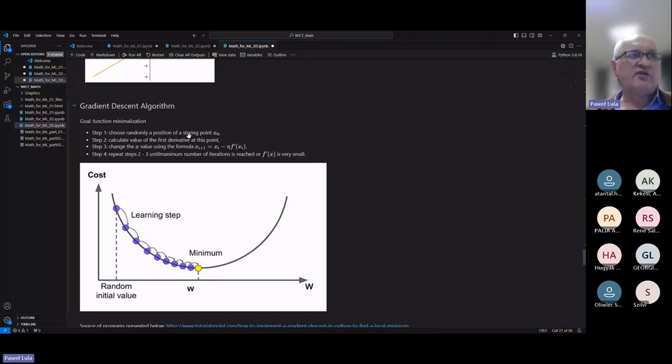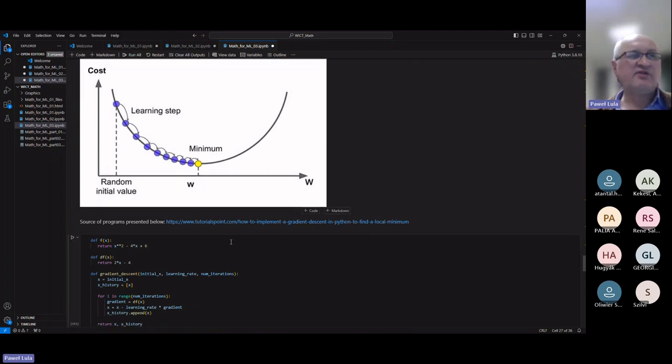So choose randomly a position of a starting point. Calculate the value of the first derivative. Change the x value. Here we should move to the right or to the left using the formula x minus eta, multiplied by the value of the first derivative at the point x. Eta is a rather small but positive value, for example, 0.01. And we should repeat this part many times.